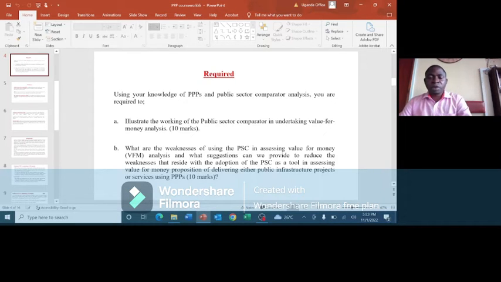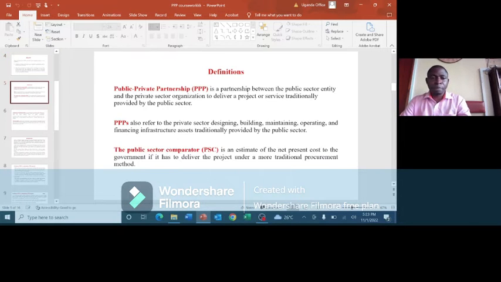In this presentation, we are going to be looking at the working of the public sector comparator in undertaking value for money analysis, and the other one we shall be looking at the weaknesses of using the public sector comparator in assessing value for money analysis, and also the suggestions to help in reducing those weaknesses that come with the adoption of the public sector comparator.